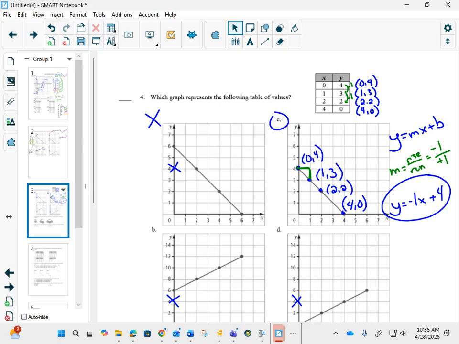In a test, would we also have to label the y-axis, like the points? If you're asked to graph something, then yes, you would label everything as best as you can, as clearly as you can.